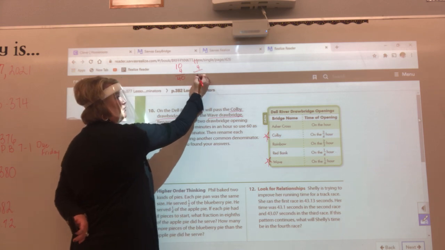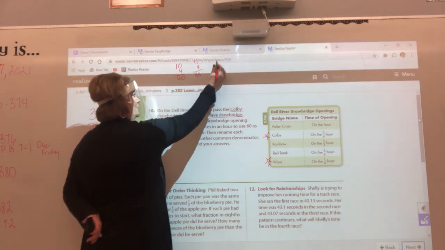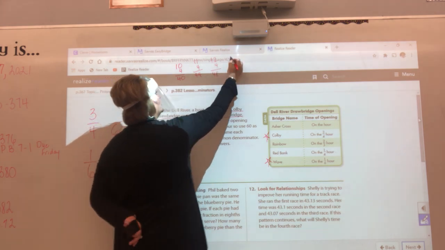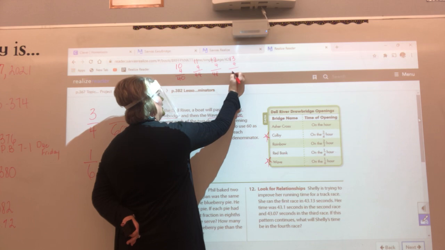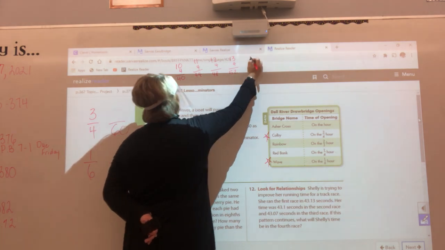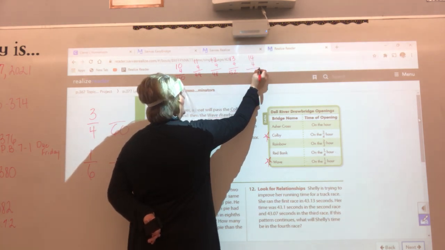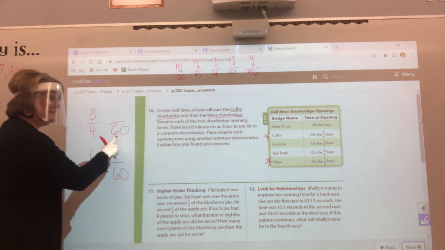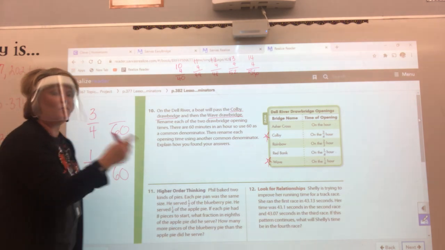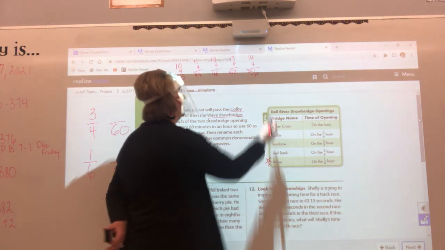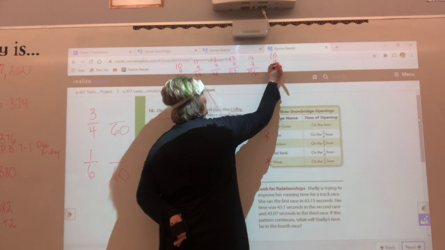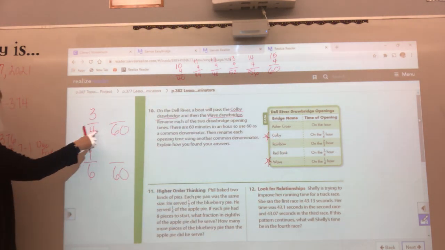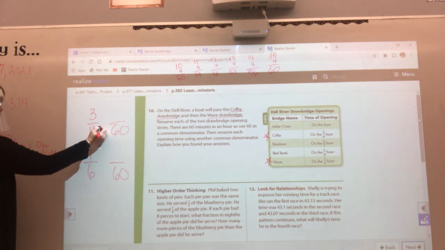What would 11 times 4 be? 44. I'm getting closer. What's 12 times 4? 48. Keep going up by 4s. What's 13 times 4 going to be? 52. What's 14 times 4 going to be? Keep going up by 4s. 56. Okay, stop for a minute. Am I getting closer to 60? Yes. Then I'm going to keep going until I get to 60. So what would 15 times 4 be? Keep going up by 4s. So what did I multiply 4 by to get 60? 15. There you go.